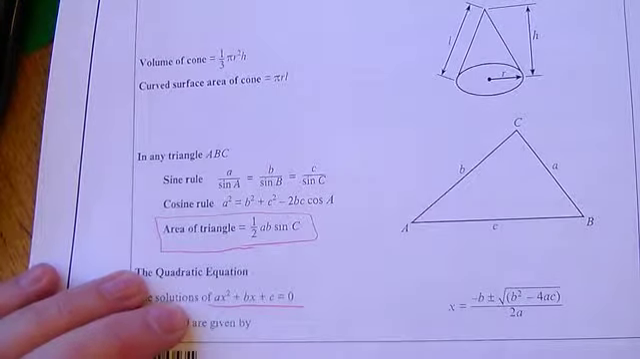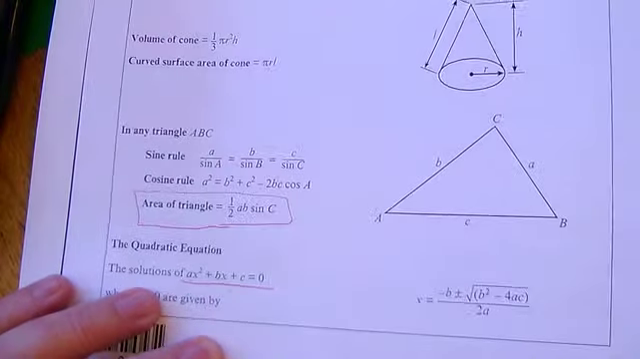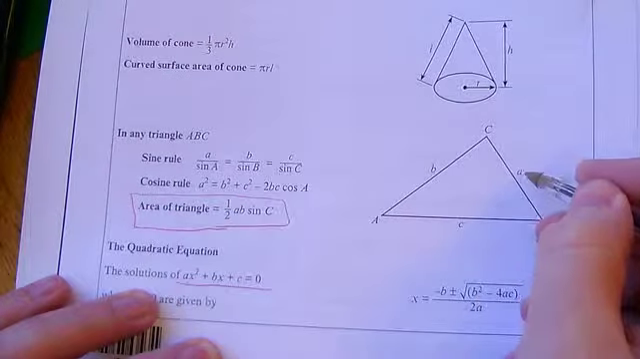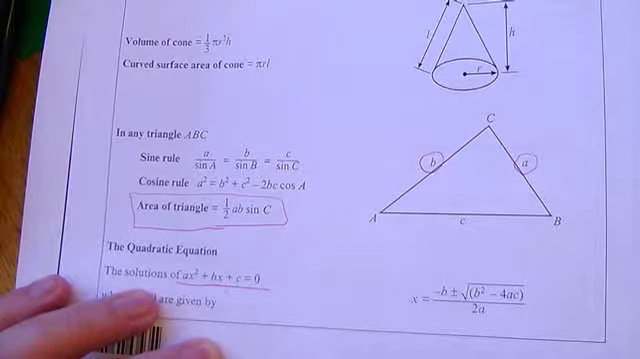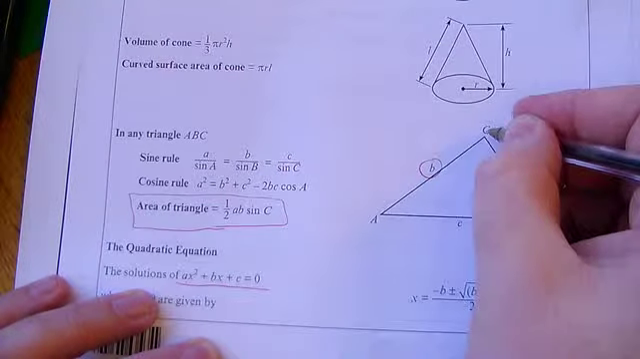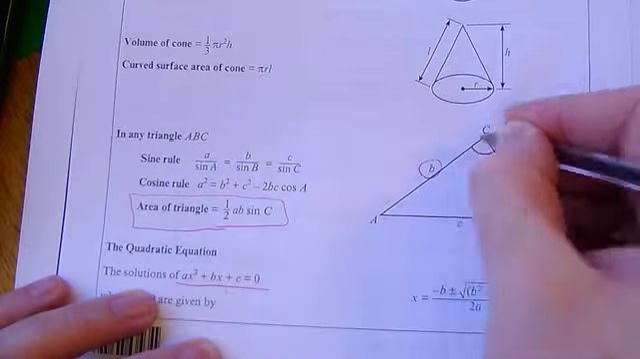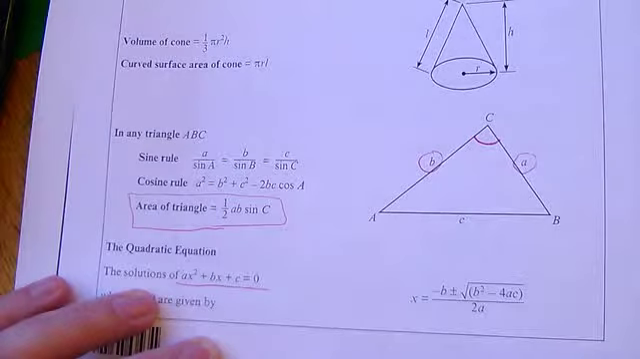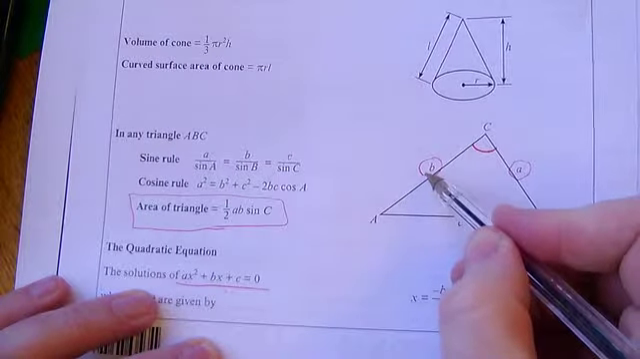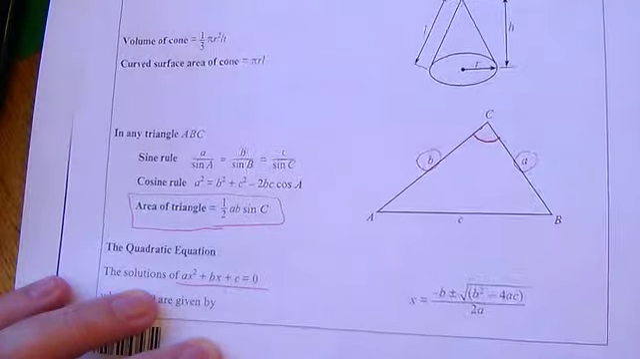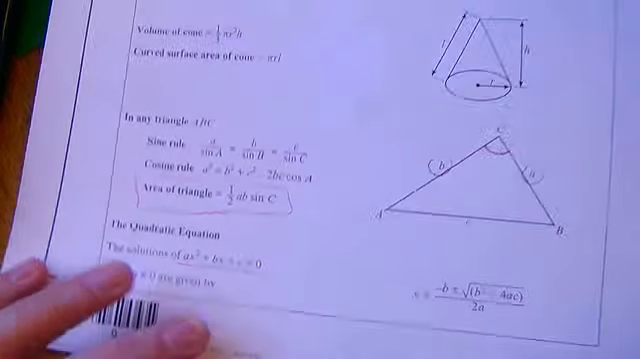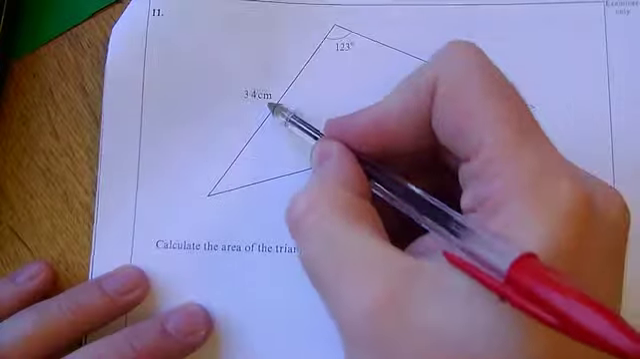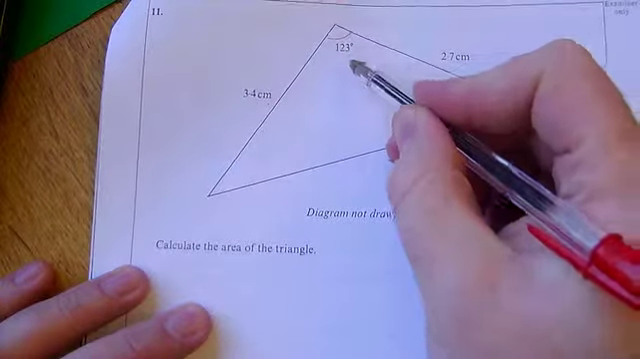Well, what's A, what's B, what's C? Use the triangle on the side to help you. So A and B are these sides, the little letters of the sides, and the angle in between is the C. So what we're looking for on our triangle is, do we know a side, and an angle in between? If we do, we can work out the area. And if you look back at your question, we've got a side, and an angle in between.